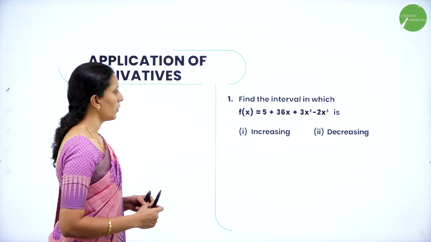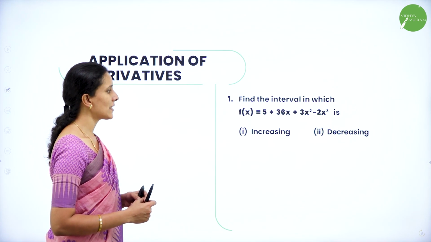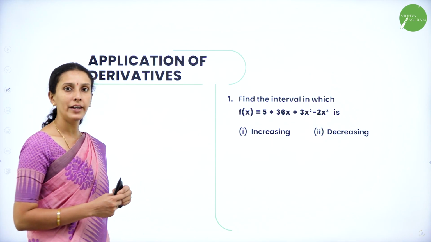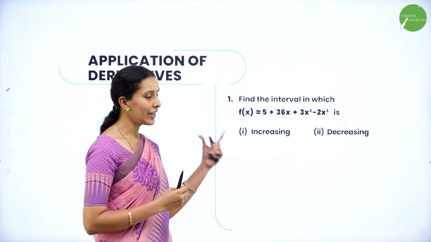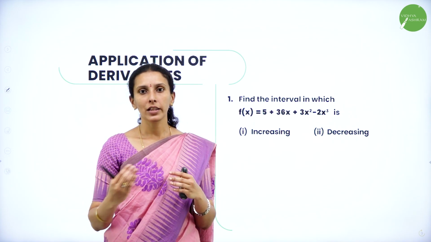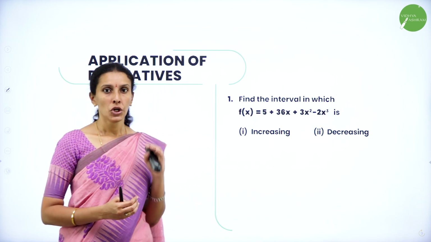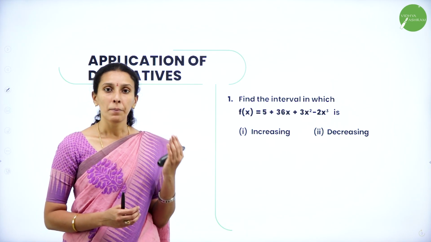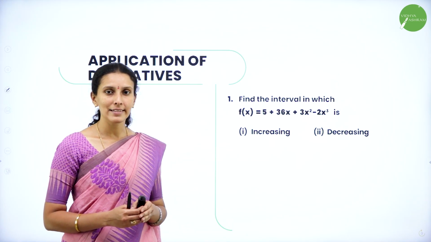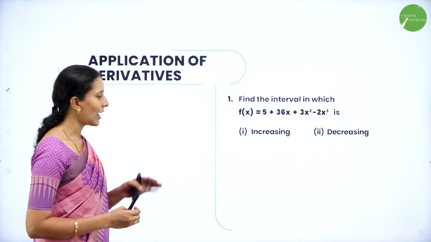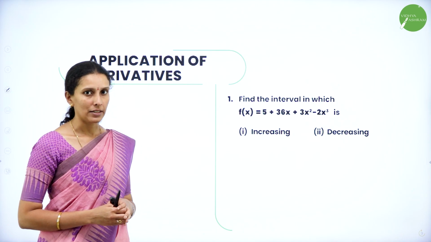So, here is the first question. Find the interval in which f of x is equal to 5 plus 36x plus 3x square minus 2x cube is increasing or decreasing. So, we have to find the interval where the given function is increasing and where the given function is decreasing. To find the increasing function, we know that f dash of x will be positive, and to find the decreasing, it means f dash of x is negative. So, using that concept, we can find the intervals.